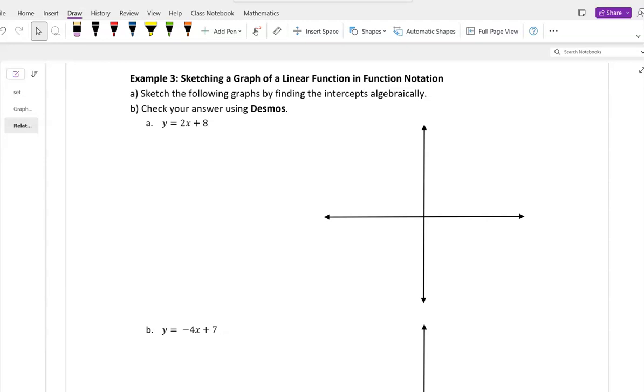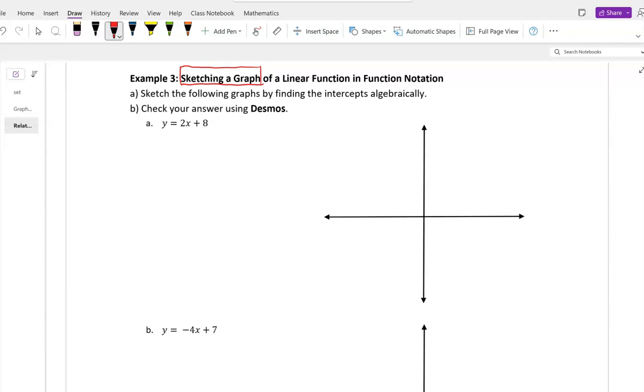All right, last lesson in this unit. We're going to talk about sketching a graph. Now, sketching a graph is something you're going to do a lot in the next unit, and you're going to do it a lot in grade 11 and grade 12.